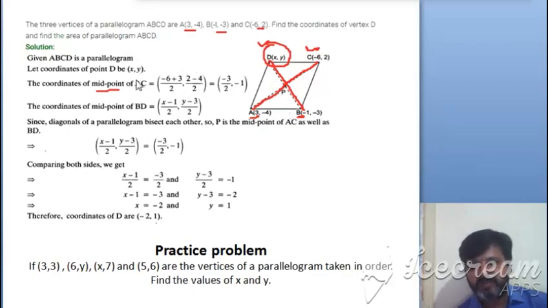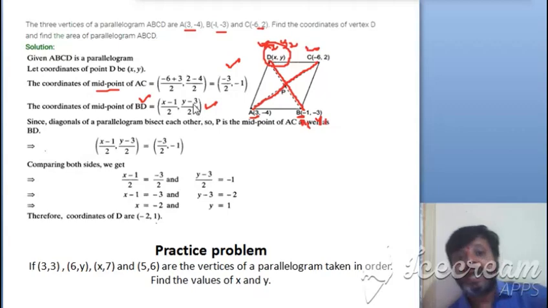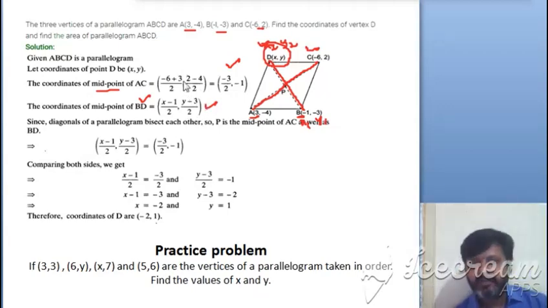So we have to find the midpoint of AC. Midpoint of AC is minus 3 by 2 comma 1, and midpoint of BD is (x minus 1) by 2 and (y minus 3) by 2. You see, B is here; we take B as x1 y1 and x y as x2 y2, and applying the formula (x1 plus x2) by 2, (y1 plus y2) by 2, we got the answer as (x minus 1) by 2 and (y minus 3) by 2. Now we have to equate the midpoint of AC with the midpoint of BD. Why do we have to equate this? That is the property of a parallelogram.